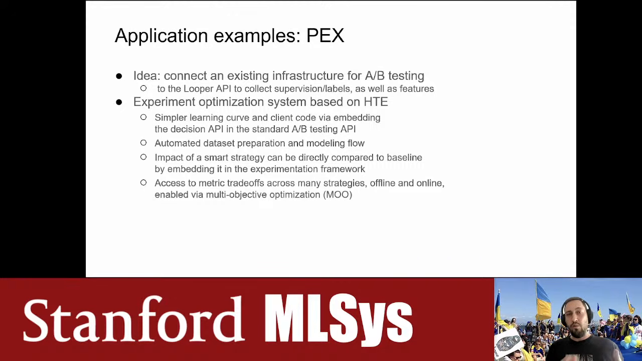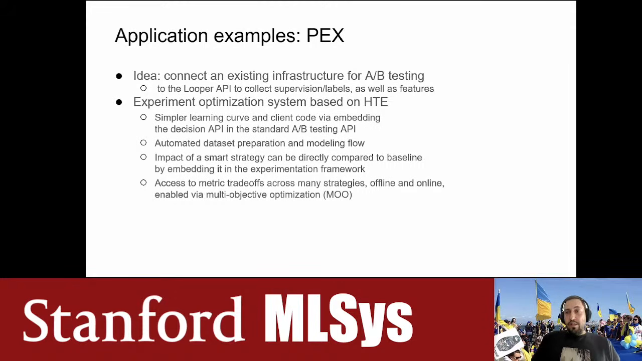And so the Looper API for personalized experimentation plugs into the A/B testing API and collects supervision in the form of these labels, as well as various features. But then we have to be careful with feature selection, not to have thousands of things we know about subjects of A/B testing that might not even be relevant. Okay, now this is all integrated into an experiment optimization system that cares deeply about heterogeneous treatment effects, which subjects of A/B testing are likely to benefit from treatment. And it turns out that many such experiments are done manually. It's not a new idea to do this experiment, but automation is very powerful. It simplifies the learning curve and makes the client code much simpler because the decision API, in this case, is very similar to the standard A/B testing API, and they connect.